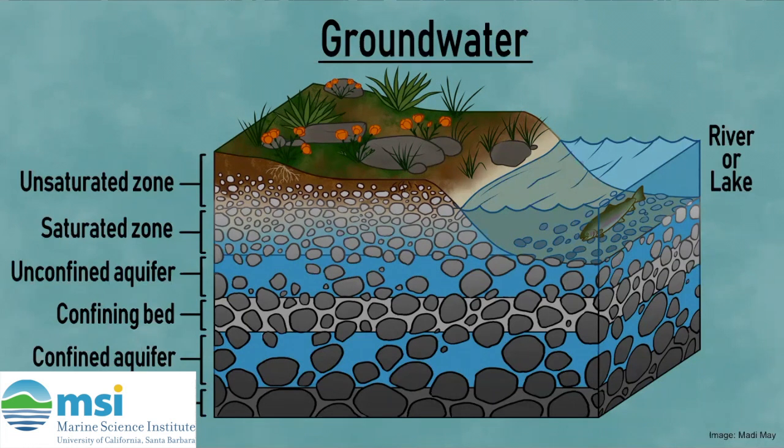We as humans often use groundwater when we drill wells and pull it up. We use this water for all sorts of things, from drinking and farming. There are many different layers within groundwater. There's the unsaturated zone, the saturated zone, unconfined aquifers, confining beds, confined aquifers, and finally, a layer of bedrock connecting us to our Earth.